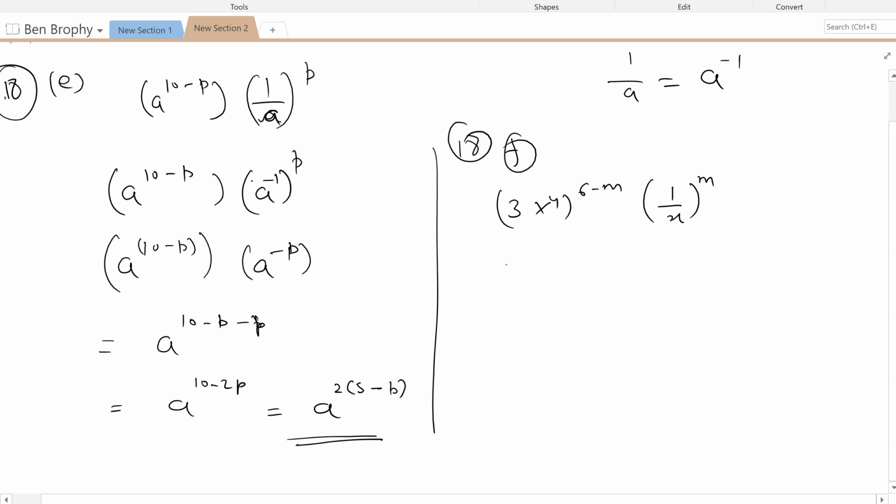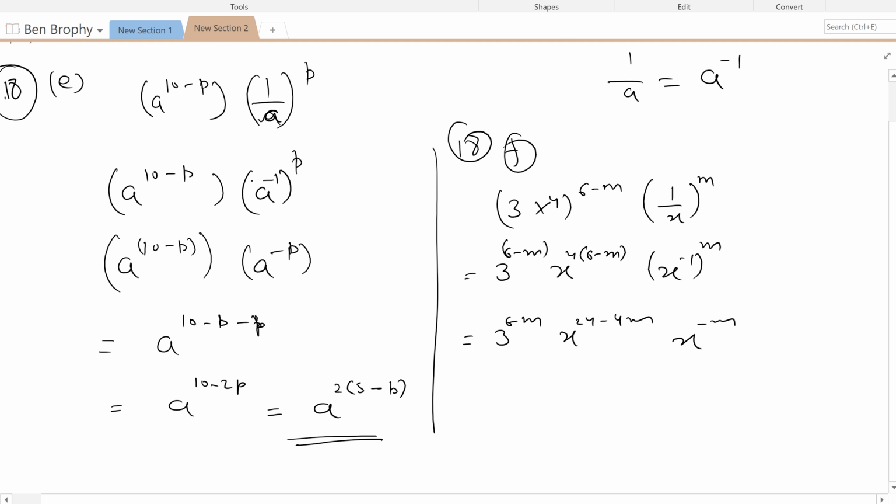It's going to be multiplying. 3 is in the bracket, so you have to distribute it. So 3 will get 6 minus m, and x to the 4 multiplied by 6 minus m: 24 minus 4m. Now we do the same thing. Flip it. Not negative, but x to the power negative 1, and m there. So we got 3, x^(24-4m), and then we have x^(-m).